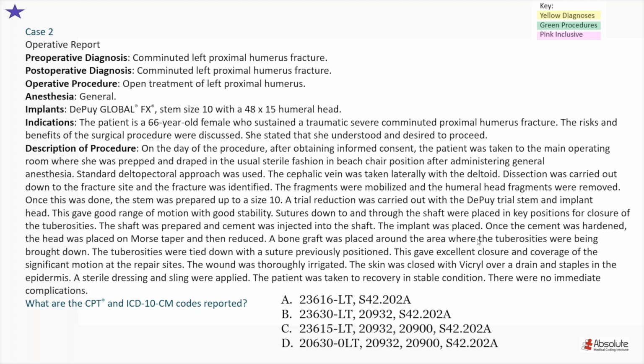A sterile dressing and sling were applied. The patient was taken to recovery in stable condition. There were no immediate complications. What are the CPT and ICD-10-CM codes reported?